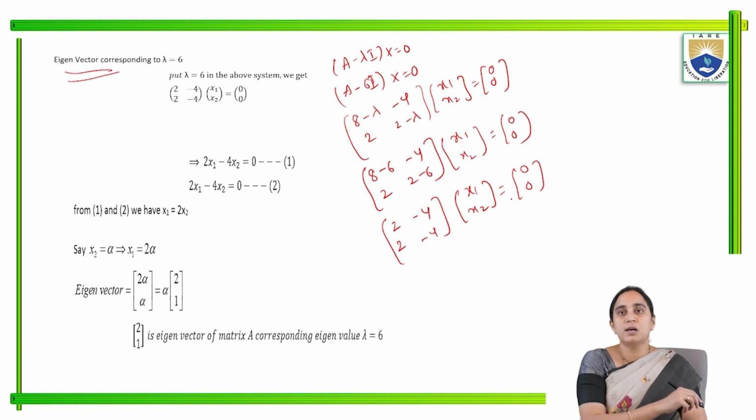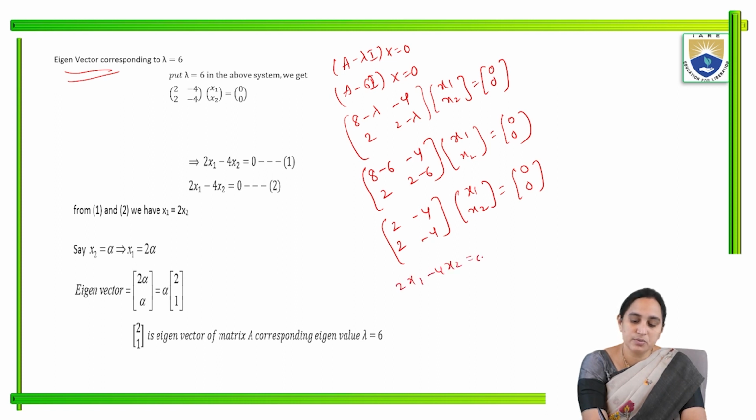The two rows are similar: 2 minus 4 and 2 minus 4. Writing it in equation form, that is 2x1 minus 4x2 is equal to 0 and 2x1 minus 4x2 is equal to 0. From these two equations, we again get x1 is equal to 2x2.